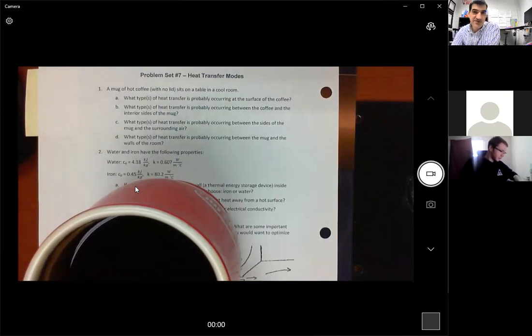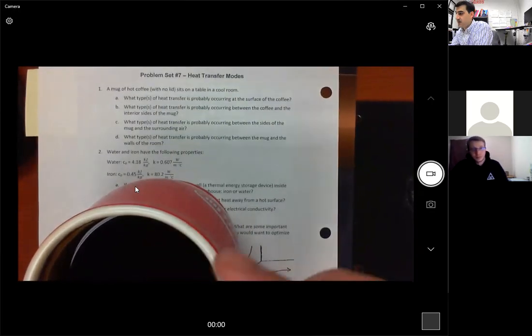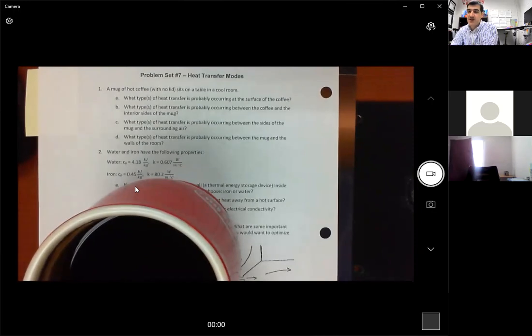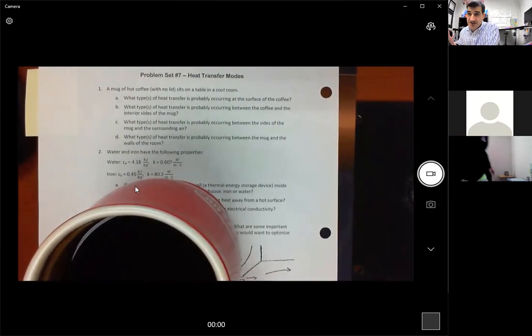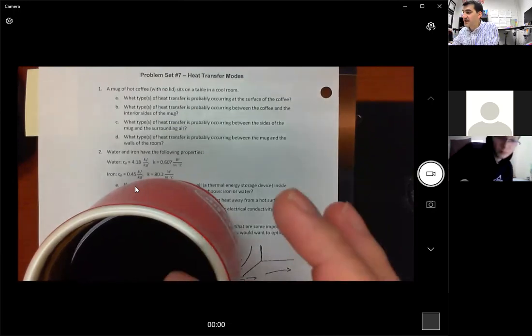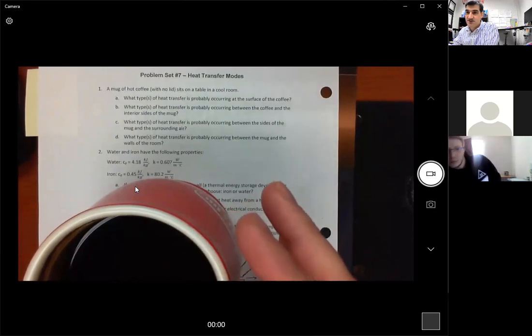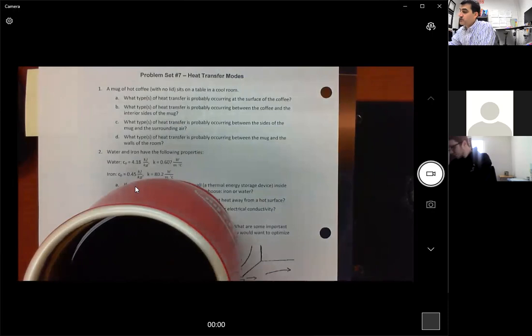Part C, what type of heat transfer is probably occurring between the sides of the mug and the surrounding air? You know what the next question should have been? The next question should have been, what type of heat transfer is occurring between the interior sides of the mug and the exterior side of the mug? That's probably the next logical question, and that would be conduction. You've got conduction through this solid right here. It's not moving, so it's not convection, and it's a solid. We're not going to have radiation through an opaque solid like this. So just conduction through the wall of the mug, from the interior to the exterior wall of the mug.